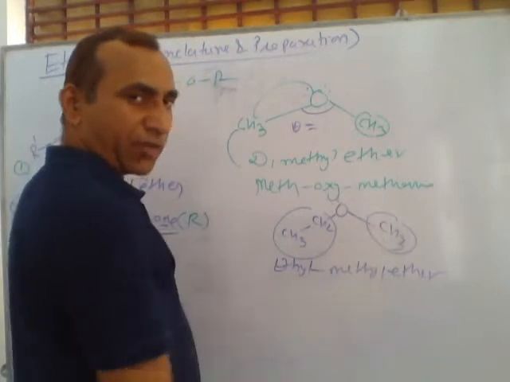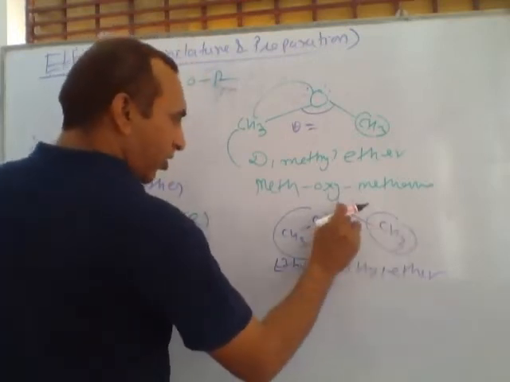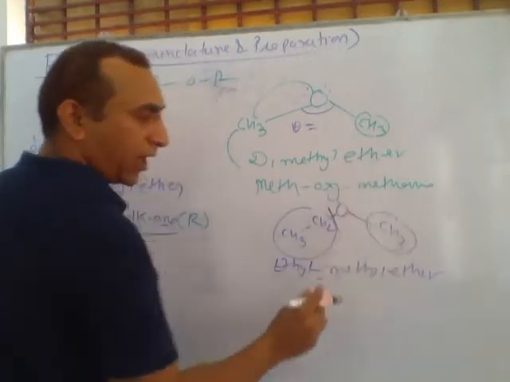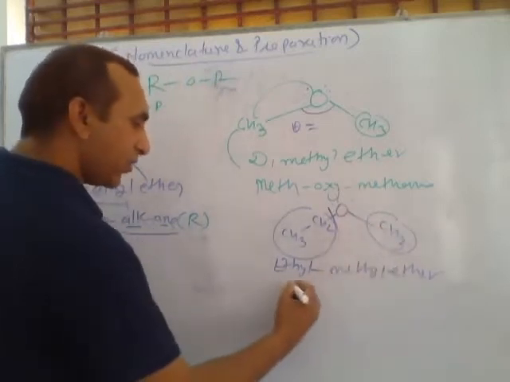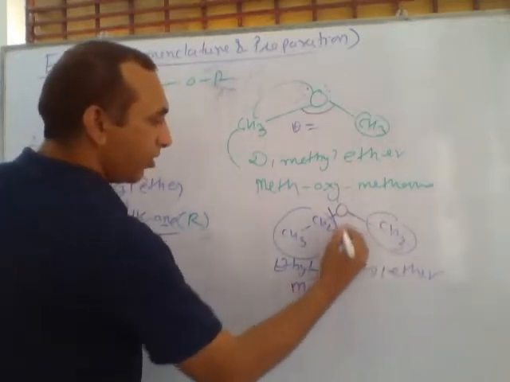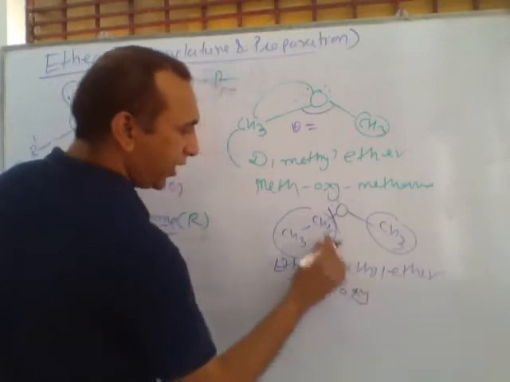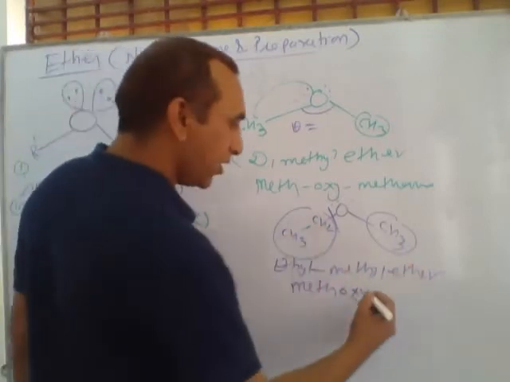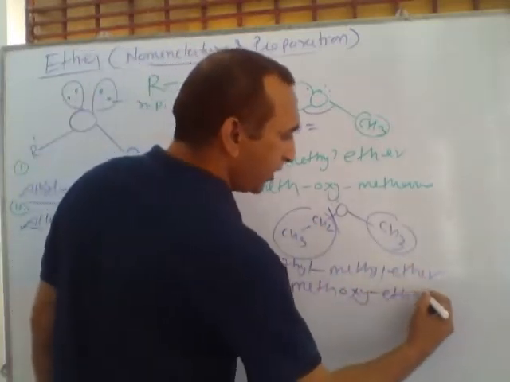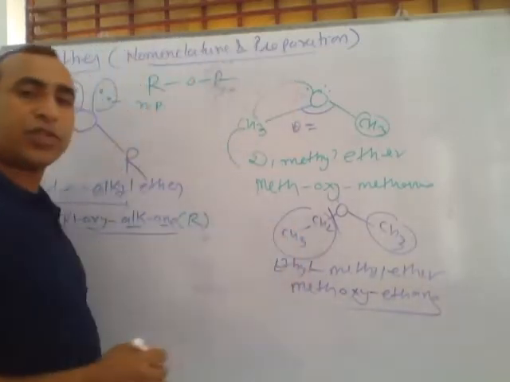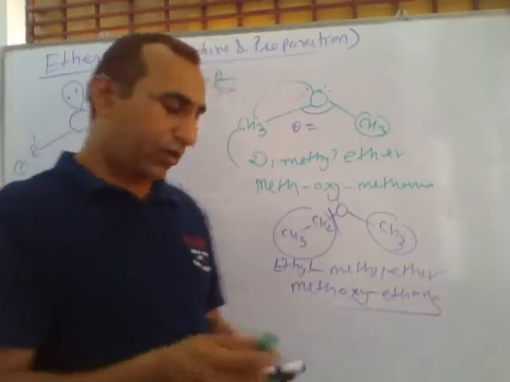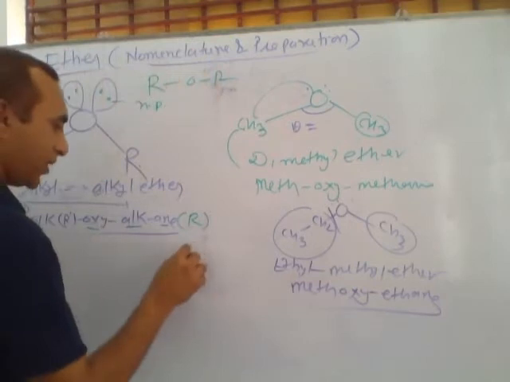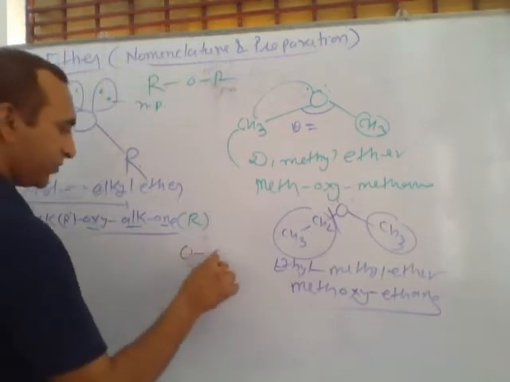If we want to write the IUPAC name, this oxygen is joined with a small alkyl group. The small alkyl group is CH3. We will write meth, oxygen, oxy, and here is a 2 carbon long chain. We use eth with ane. This is called methoxyethane.